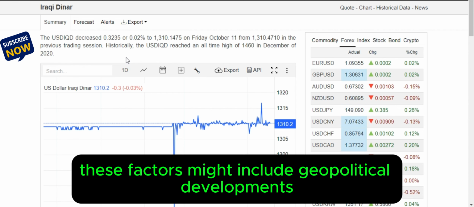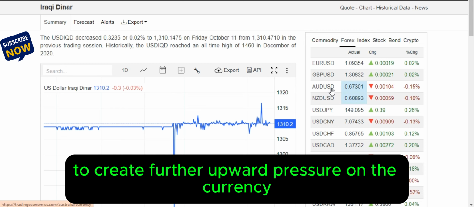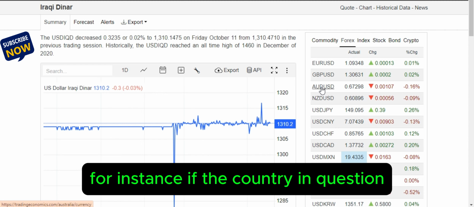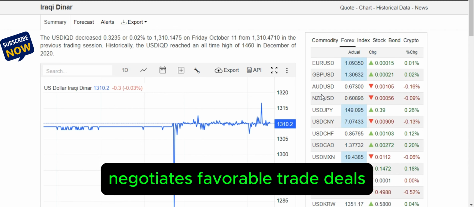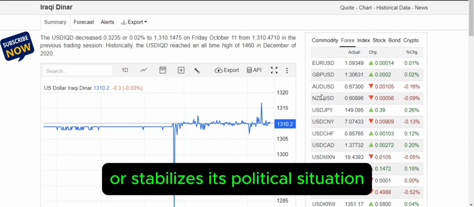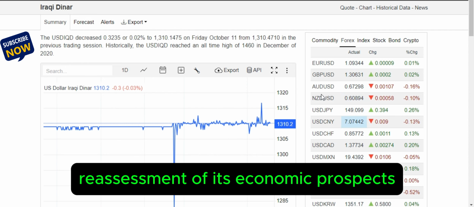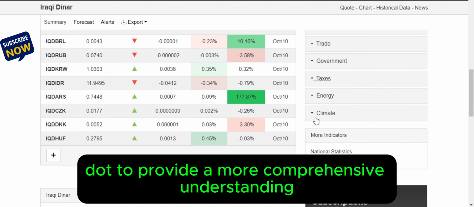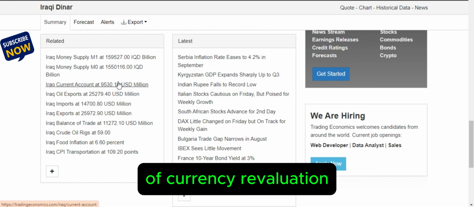These factors might include geopolitical developments, global economic shifts, or internal policy changes that are expected to create further upward pressure on the currency. For instance, if the country in question discovers new natural resources, negotiates favorable trade deals, or stabilizes its political situation, these events could cause a positive reassessment of its economic prospects, leading to a higher than expected currency valuation. To provide a more comprehensive understanding, let's delve into the broader implications of currency revaluation.